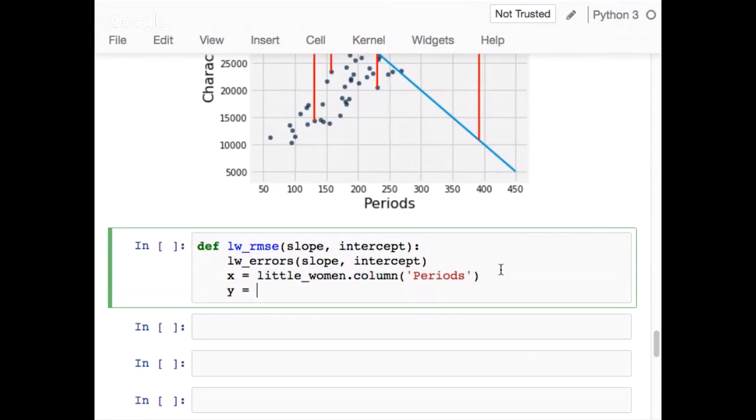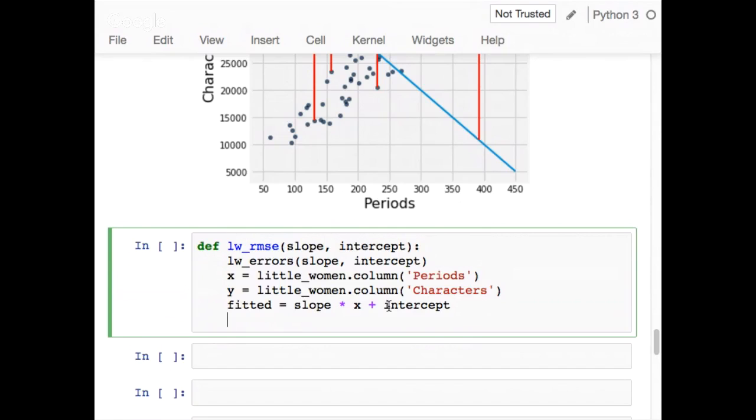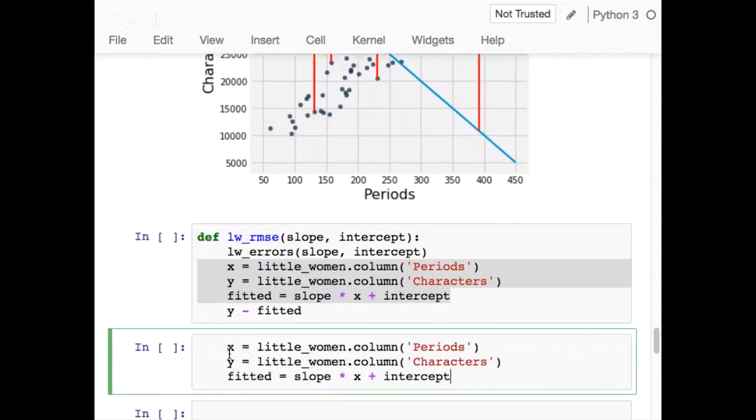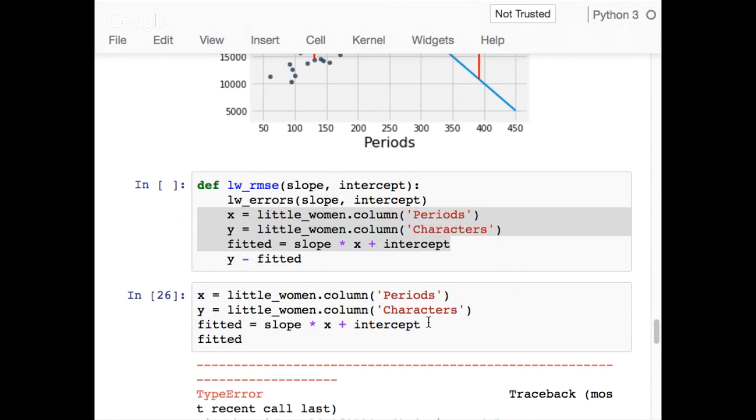y is equal to little_women.column, characters. And the error is here. So we can say, take my prediction. Here are my fitted values. Take those fitted values, which is just slope times x plus intercept. Fit those values, find the error. The error here is y minus my fitted values. Let me just do this outside the function so we can see what's going on. I'm going to put it outside the function. Here are my fitted values.